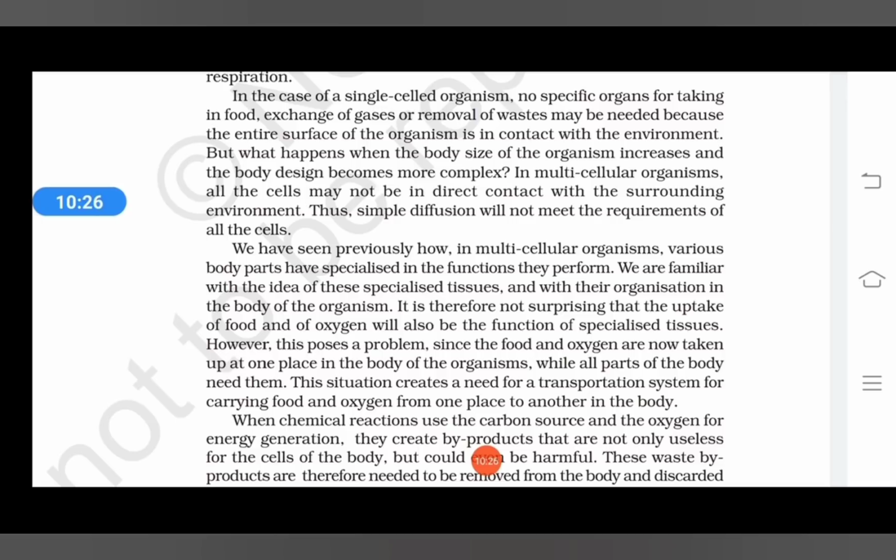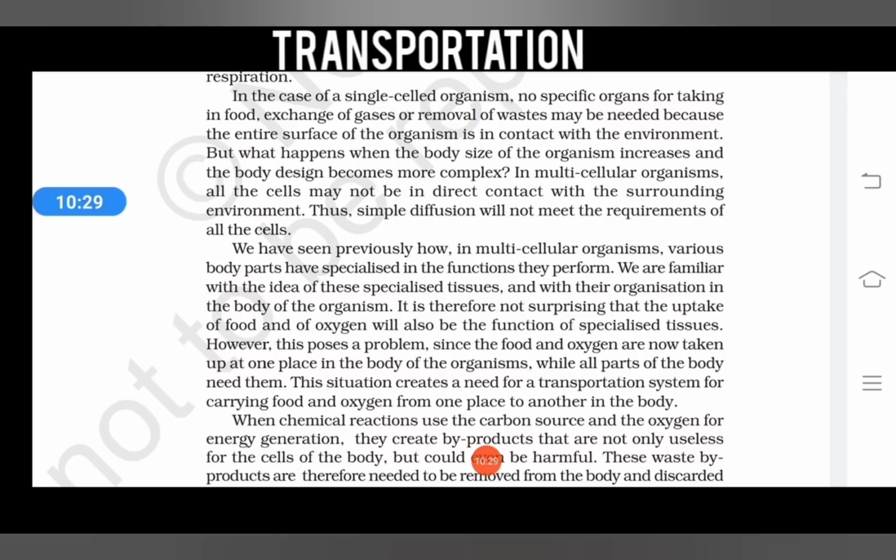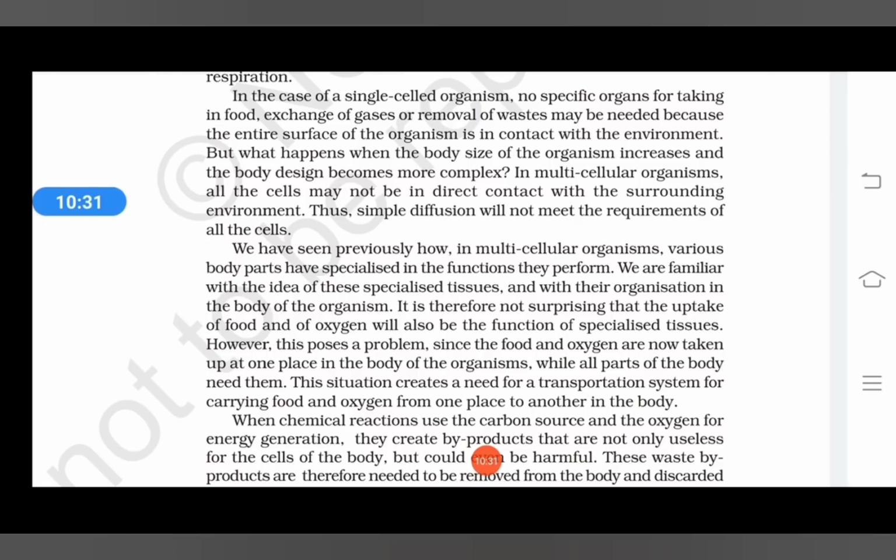this situation creates a need for transportation, a system for carrying food and oxygen from one place to another place in the body. Now, what does this mean? For example, the oxygen is taken by a single part. The food is taken by a single part. But the energy produced from these is required by the whole body. So there must be a mechanism through which the energy should be supplied all over the body, to all parts of the body. So there is a need for a transportation system.